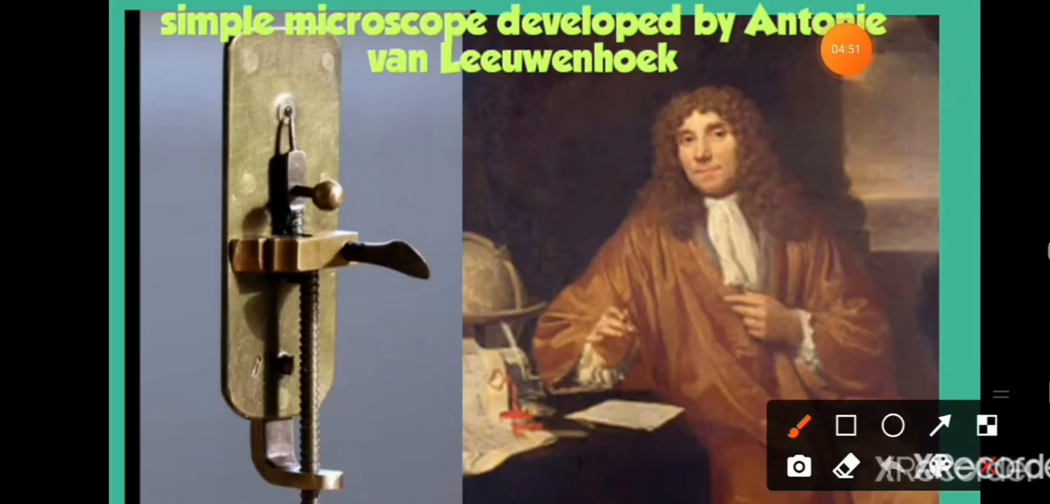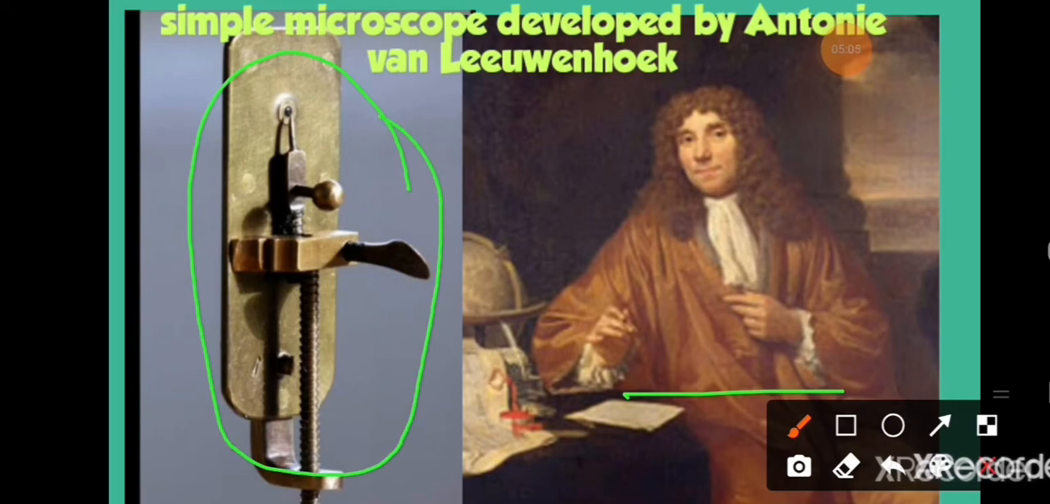You can see here in this picture, this is the scientist Antony van Leeuwenhoek and he made the simple microscope. This is the simple microscope. It has only one lens, and this is the lens, a single lens. So after the discovery of this simple microscope, it was possible to see and study the structure of the tiny cells.